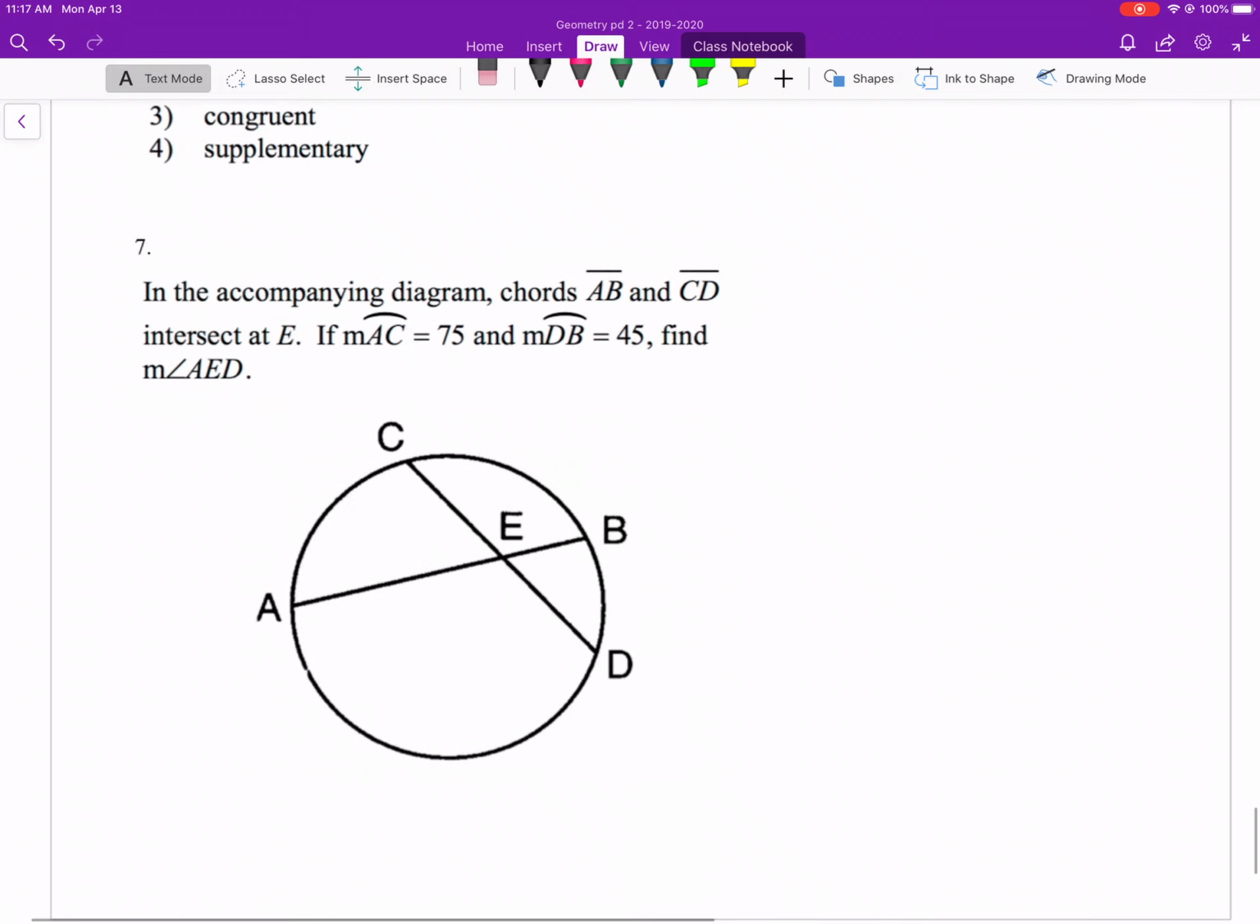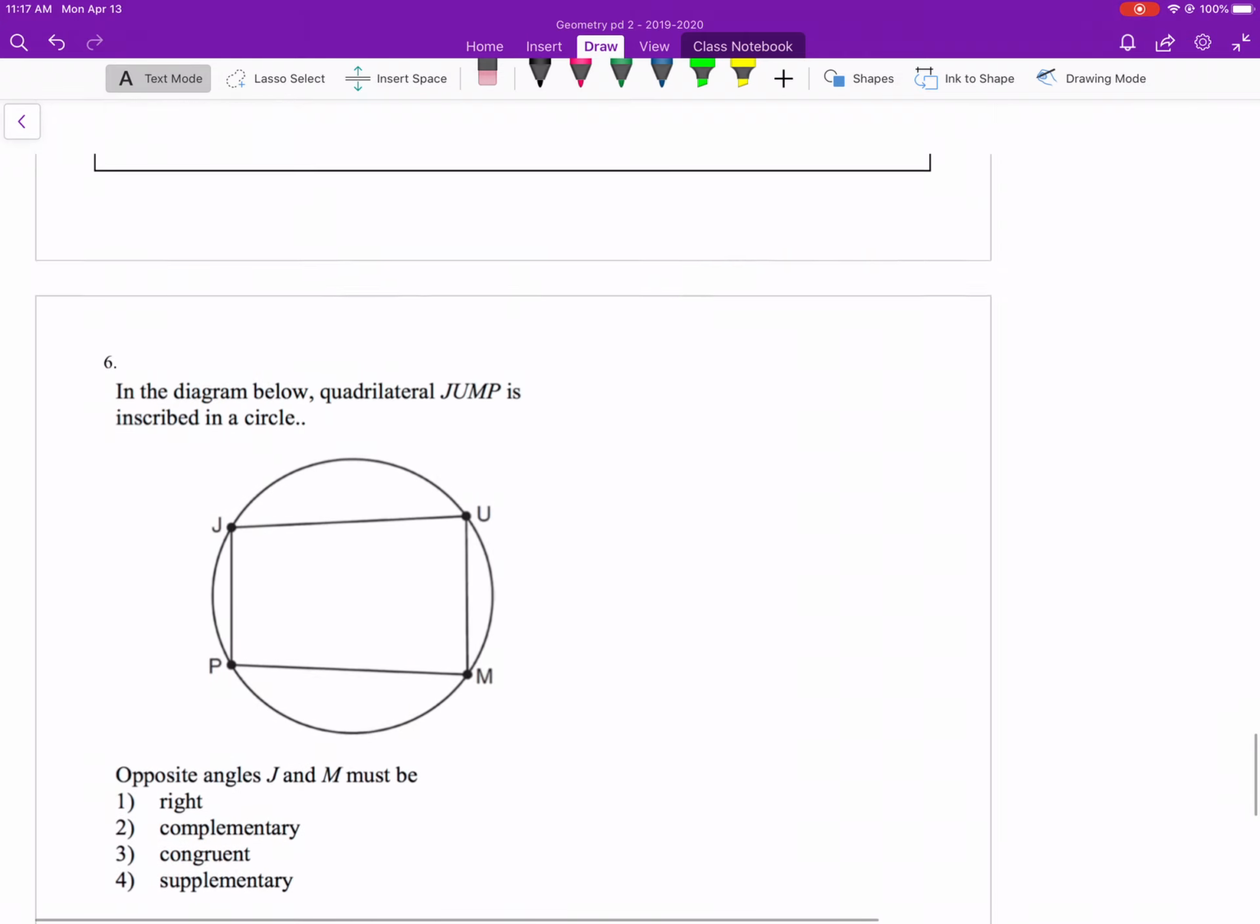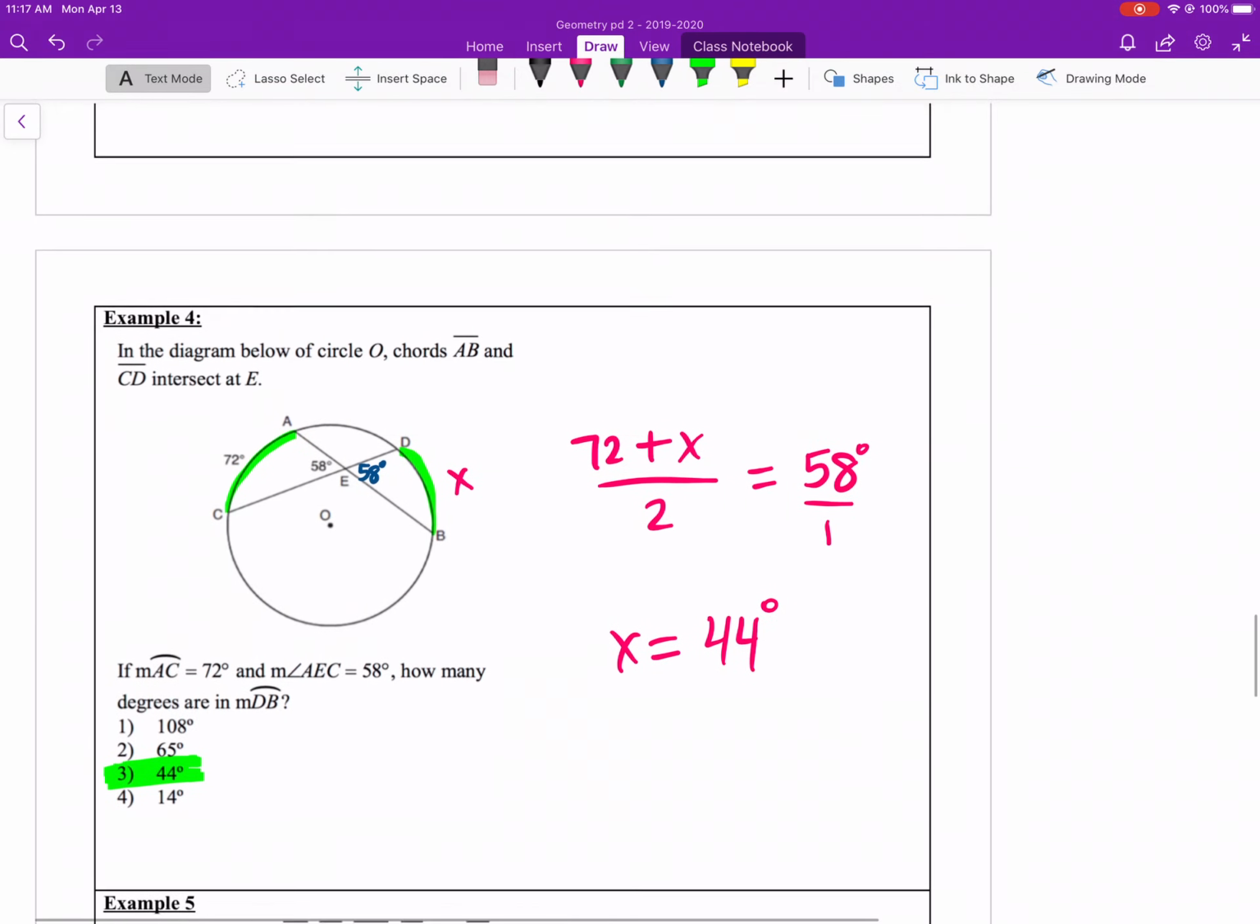And then you're going to practice one of these from today about the intersecting chords on your own. So try 5, 6, 7. Check back, ask questions throughout the day.